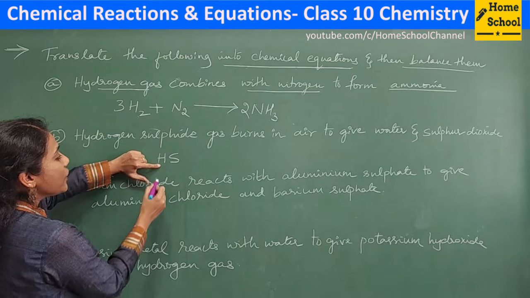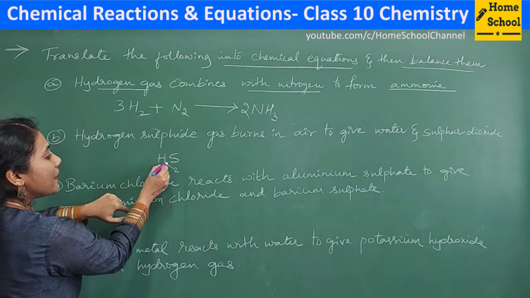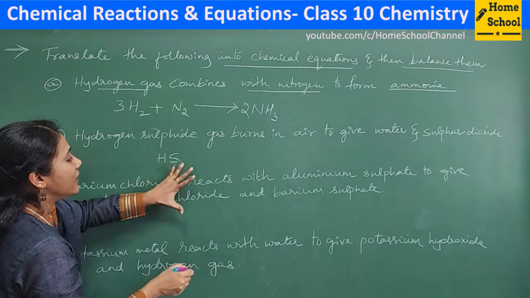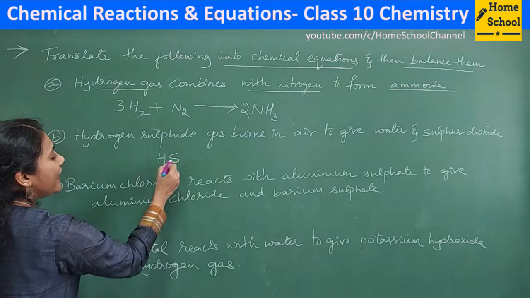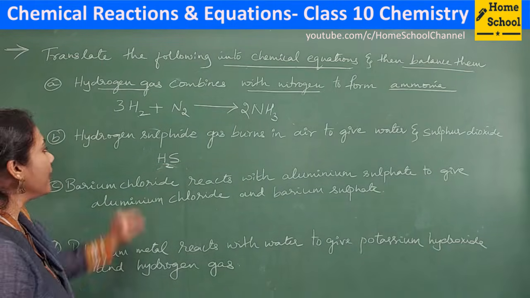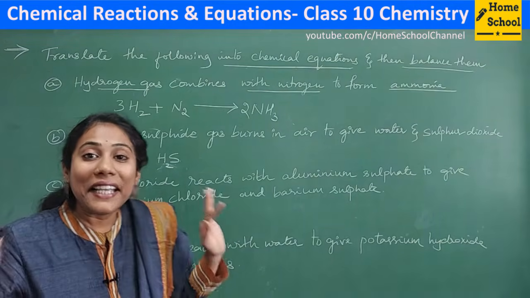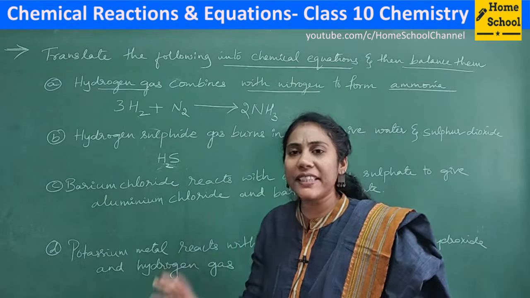What is the valency of hydrogen? 1. What is the valency of sulfur? 2. So this number goes here, this number goes here. The crisscross method that we have learnt in the bridge course. So what is the formula of hydrogen sulfide? H2S. You need not memorize anything in chemistry here. If you can understand the basics, everything you can write.